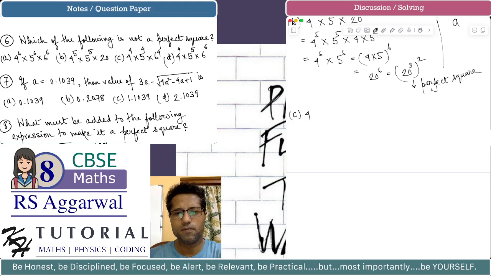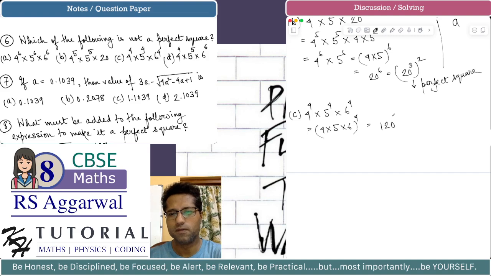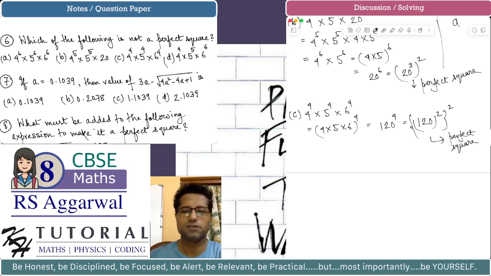C is 4 to the power 4 multiplied by 5 to the power 4 multiplied by 6 to the power 4. Now clearly this is equal to 4 into 5 into 6, this whole raised to the power 4. So this is equal to 120 raised to the power 4, and this is equal to 120 square, whole raised to the power 2. So this is also a perfect square. So this cannot be the choice. So obviously the choice D will be the correct choice, and choice D cannot be a perfect square.